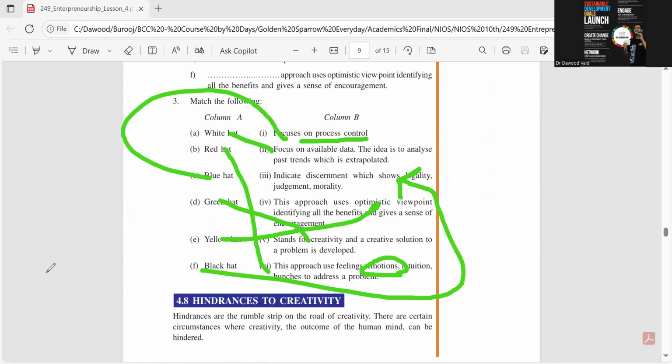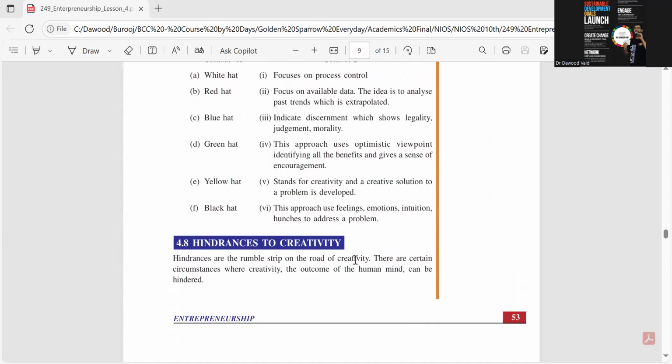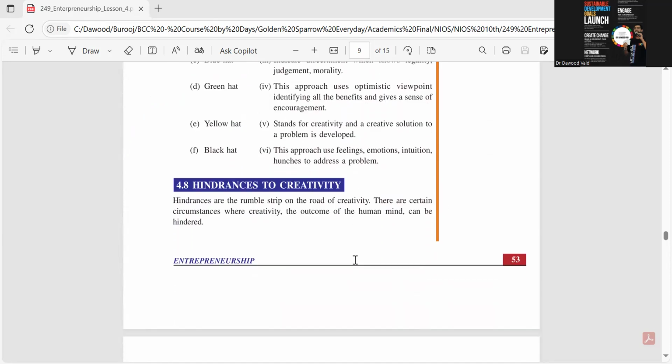So this is fun understanding it. And once you understand the hats, any long answers can be answered easily. Now, the last module says hindrance to creativity.